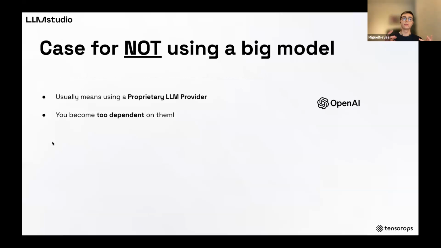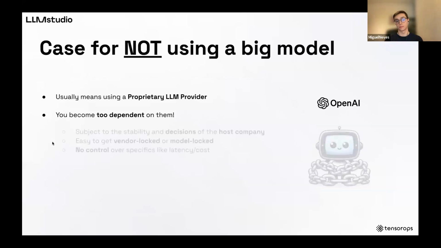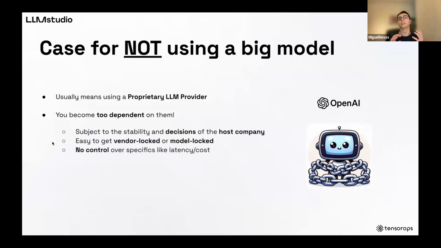Using a big model usually means that you will have to use an LLM provider, such as OpenAI, because you might not be able to host them on the cloud. This means you become dependent on OpenAI or your provider of choice. This does have some consequences. You will be subject to their decisions. Let's say they suddenly decide to change the pricing or even the privacy terms, and you have no room for negotiation. They'll just change it and you're exposed to it.